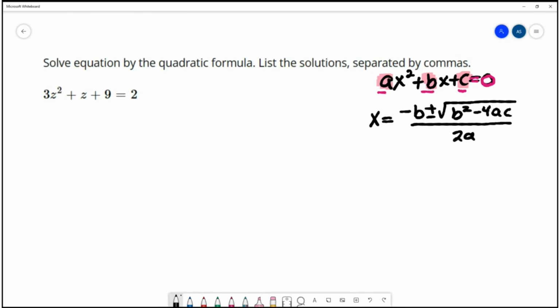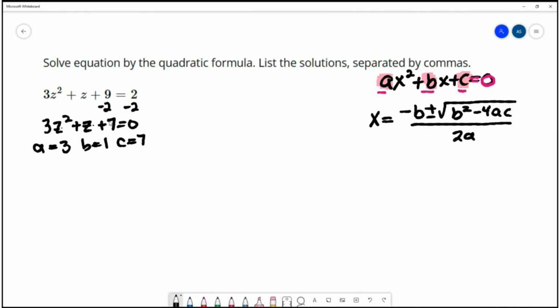So with my equation here, I notice that I don't have the equals 0. So before I start using the formula, I need to subtract 2 on both sides. And now I have 3z squared plus z plus 7 equals 0. A is 3, b is 1, c is 7. A is 3 because the coefficient of the squared term is 3. B is 1 because the coefficient of the linear term is 1. C is 7 because our constant is 7.